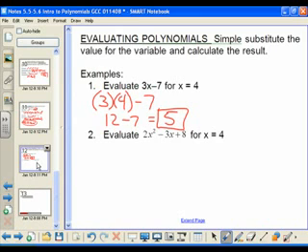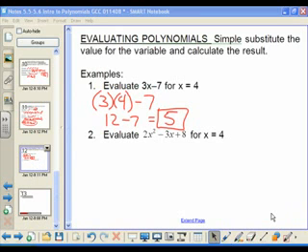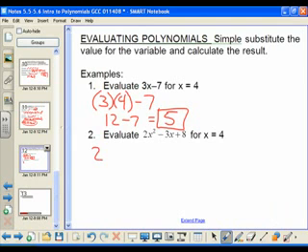So you guys try number 2. Evaluate 2x squared minus 3x plus 8, where x equals 4. Everywhere there's an x, you want to put in 4. All right, so let's look at this. Remember, everywhere there's an x, we put in 4. So I get 2 times 4 squared minus 3 times 4 plus 8.